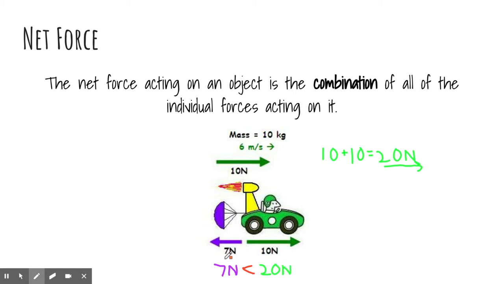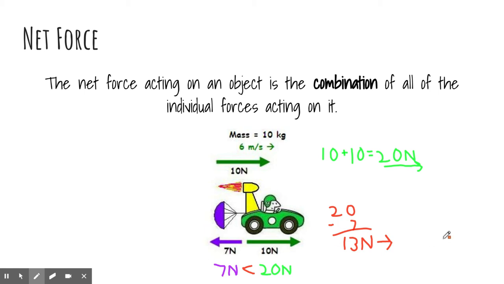We can't just pretend that the 7 newtons is not here. It is here. It's slowing down the car. So basically what we do is we just subtract. We do 20 minus 7, and we get a total of 13 newtons. And it's going to go to the right because that is the direction of the larger force.